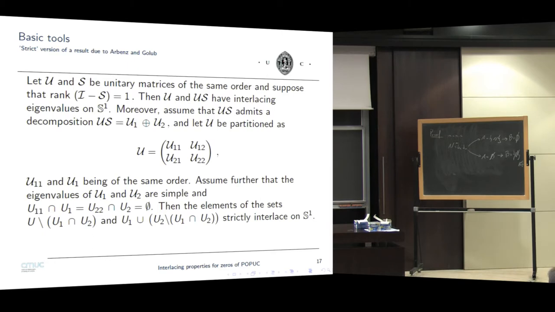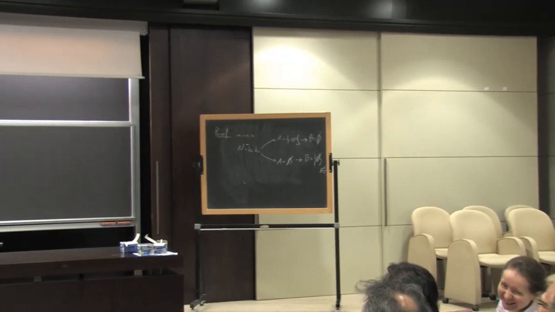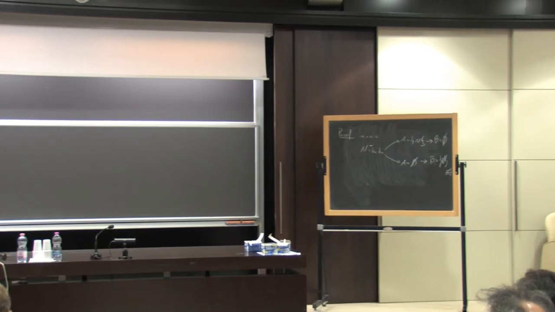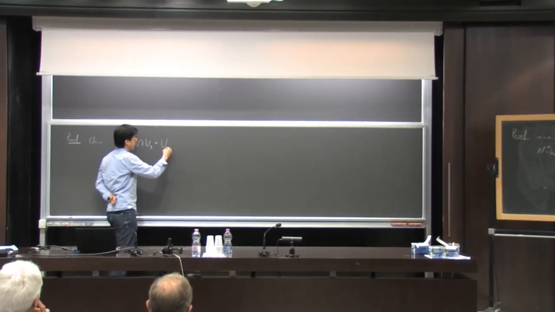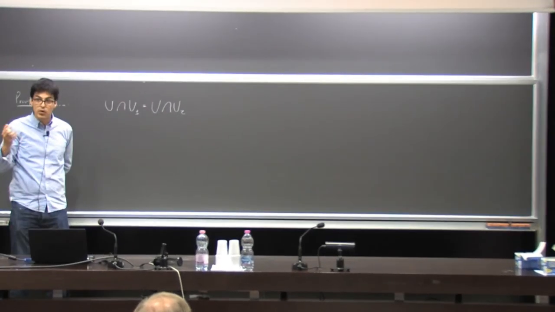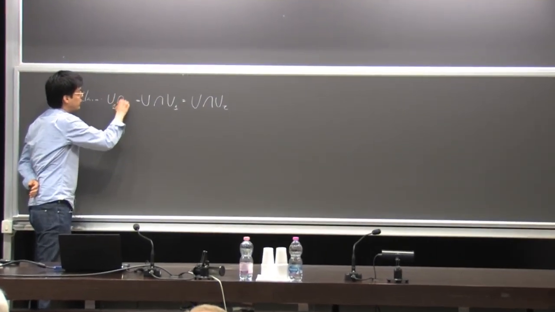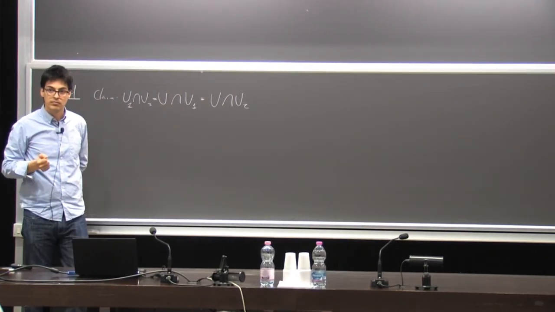So essentially, all that we need to prove is this. We claim that the set of common eigenvalues between U and U1 will be the same as the common eigenvalues between U and U2. And what is more interesting, it will be exactly the common eigenvalues between U1 and U2.